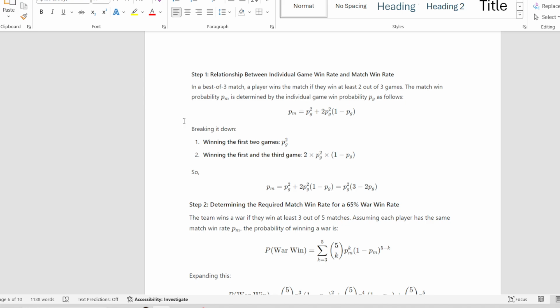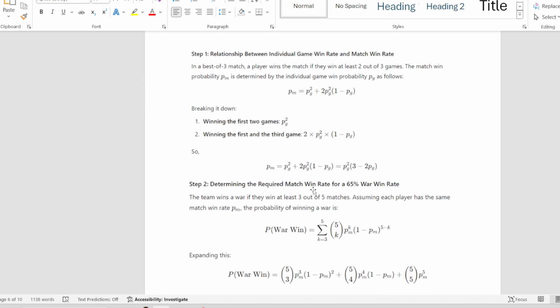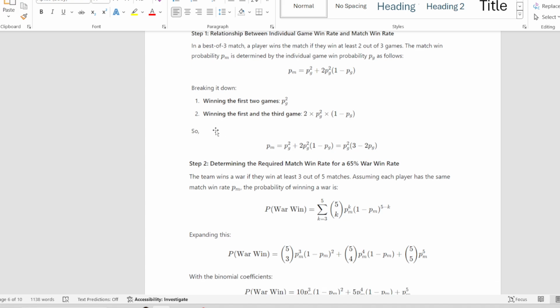A match could go, you win the first one, win the second one, and then that's it. Or you could win the first one, lose the second one, and win the third one. So there's sometimes 2 games, there's sometimes 3 games, which is a little bit of a pain. So we have to expand the equation, and I'm not going to get too deep into the math here, because I don't think that's important unless you wanted to check it. It's mostly what the conclusion is, which I'll talk about at the end of the video.